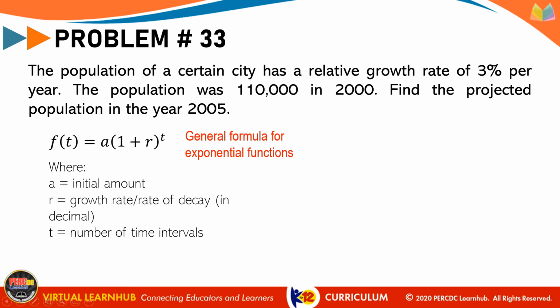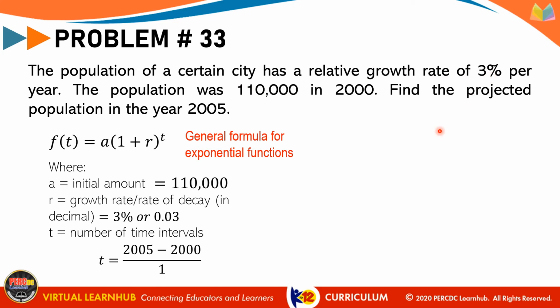So mentioned in the problem, our initial amount is 110,000, and the growth rate is 3% per year. And the number of time intervals, obviously, that is 2005 minus 2000, since we will begin in 2000 and then end in 2005, and our growth rate is per year. So we have here 2005 minus 2000 over 1, and that gives us 5.